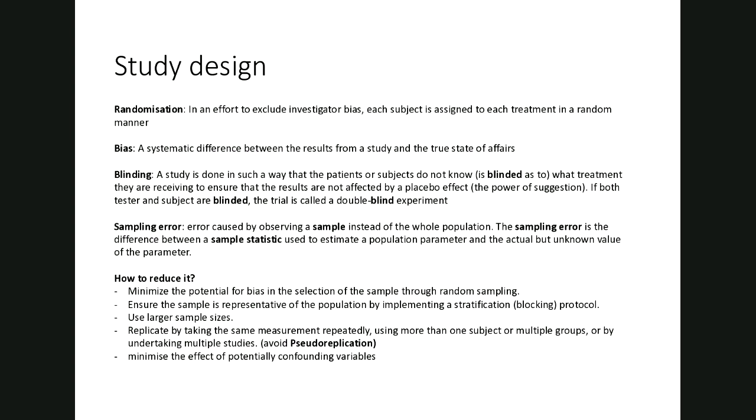And then avoid pseudo replication. So instead of measuring the same sample again and again, take different random samples from the same population. This is one of the ways you can avoid pseudo replication. So don't measure the same sample again and again. This is pseudo replication. And then minimize the effect of potentially confounding variables.